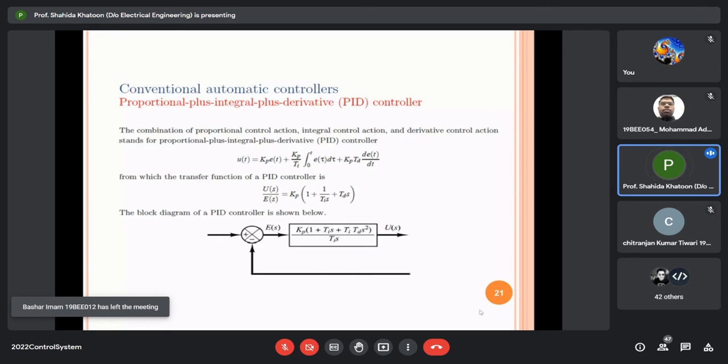So Kp e(t) plus Kp upon Ti integral e(tau) d tau plus Kp Td de(t) by dt. From this, the transfer function of the PID controller is derived like this. Take Kp constant, so it becomes Kp times (1 plus 1 upon Ti s plus Td s). The block diagram of the PID controller is like this.